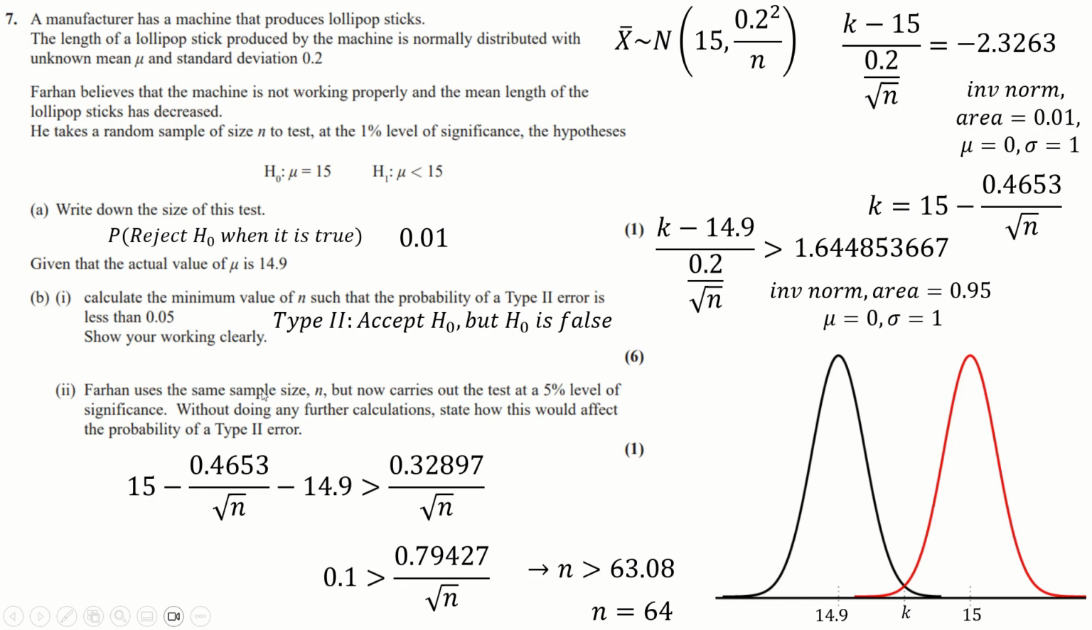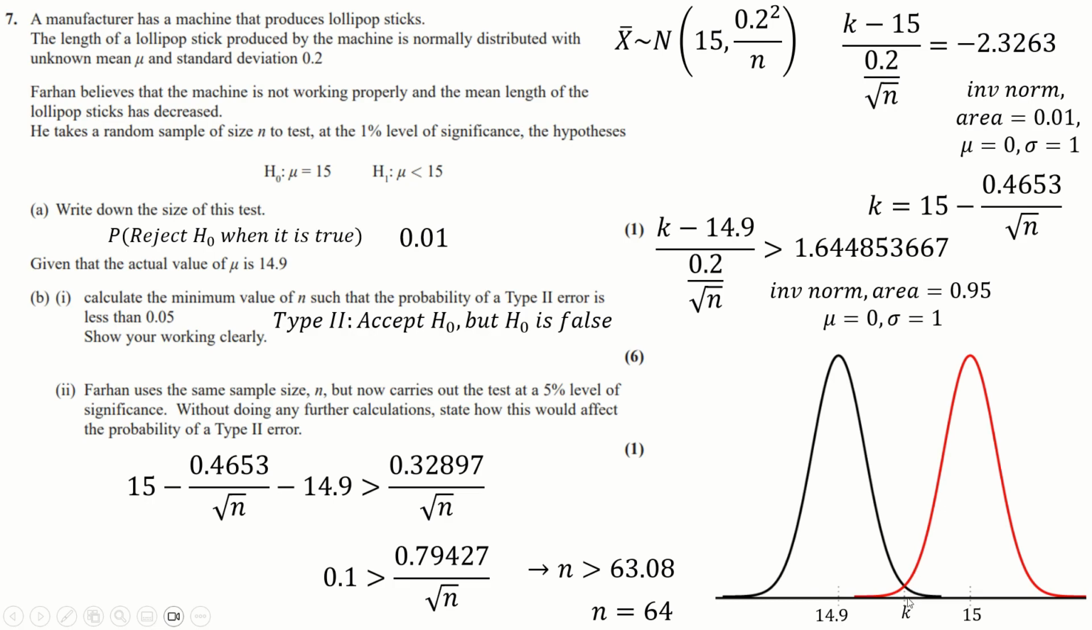Just to finish this question off, he now carries out the test at 5%. He changes this test to 5%. Now, what's that going to mean? Well, originally, of course, we were talking about how this area down here is 0.01. If it changes to 0.05, of course, that moves k along to the right, because this area to the left of k needs to be bigger, right? So k moves along to the right slightly.